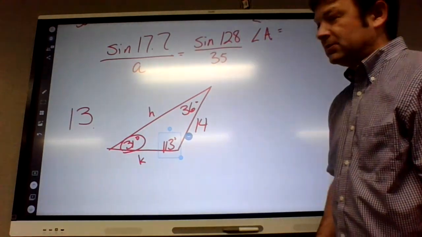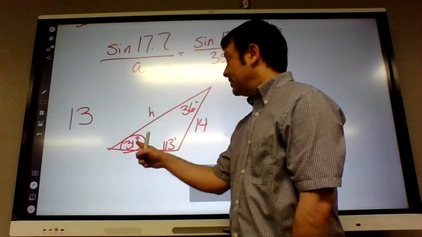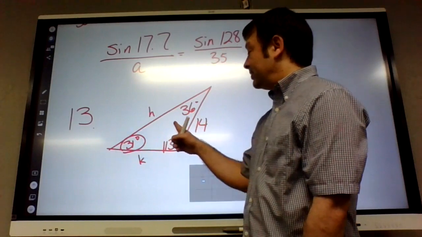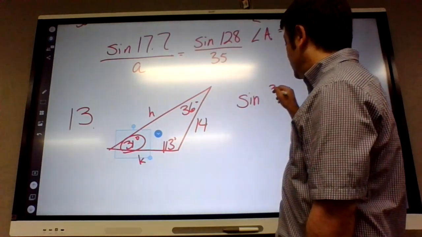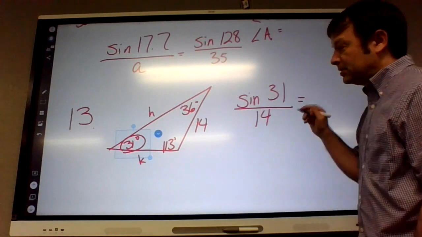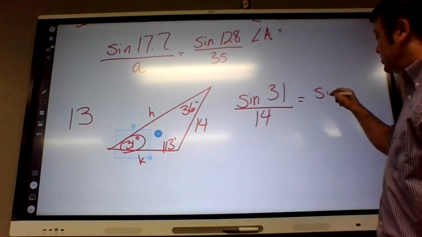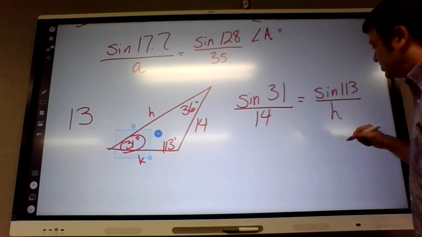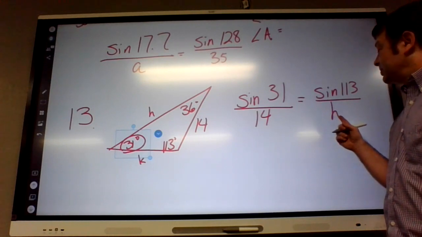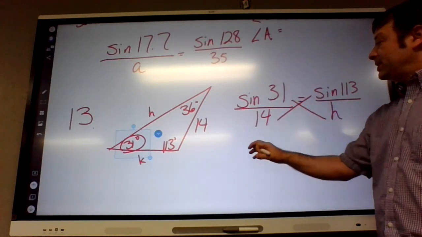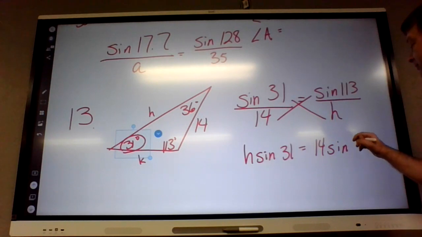Okay. So let's set up for side H. We need one angle inside that we already solved. So we have the 31 and the 14. So I'll do sine of 31 over 14 equals, and if I'm going for H, I need angle H. So sine of 113 over side H. Okay, so if the H is on the bottom, I'm going to use the cross multiply trick. H times sine of 31 equals 14 times sine of 113.